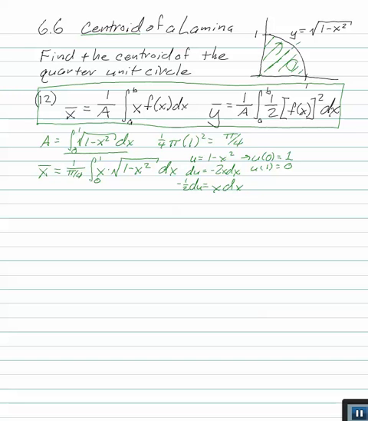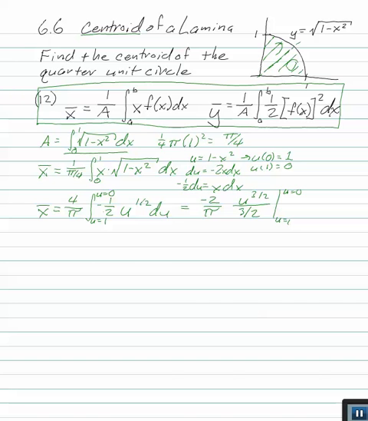So when I substitute, x bar becomes, I'm going to simplify this to 4 over pi now, the integral from u equals 1 to u equals 0 of negative 1/2 u to the 1/2 du. When I integrate that, I'm going to get u to the 3/2. I'm going to pull up my negative 1/2. I'm going to simplify and get a negative 2 over pi, because the 4 and the 2 cancel to a 2, times u to the 3/2 over 3/2, which I can multiply by the reciprocal, from u equals 1 to u equals 0.